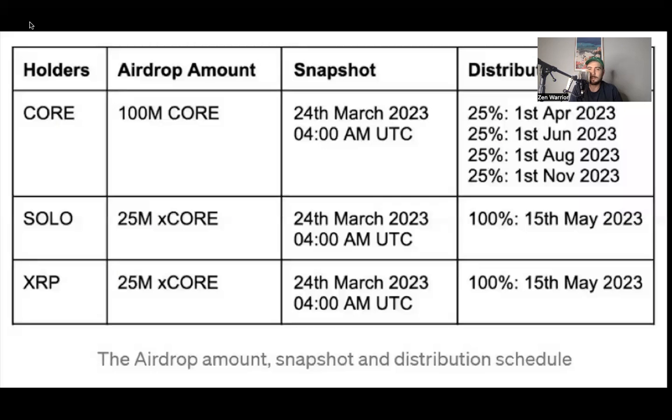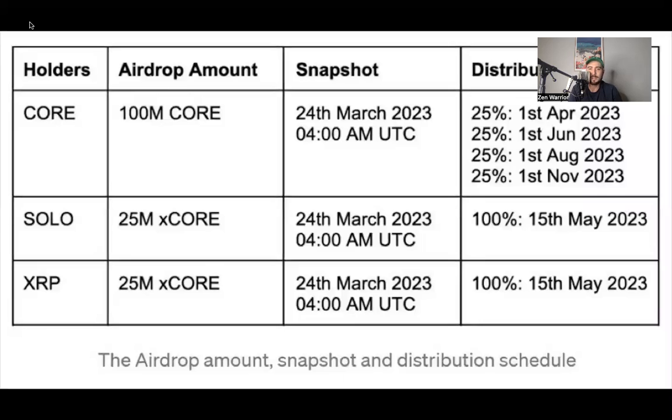There's still been a lot of questions in the comment sections about the airdrop plan. If you have Coreum and you're holding in Ledger, you have your trust line set up, you're good to go. If you're holding on Zum, Sologenic, or a self-custody wallet, I believe you are good to go. There's going to be 100 million Coreum allocated for this airdrop. The snapshot is going to be happening on March 24th, 2023. The distribution schedule is you'll receive 25% the 1st of April, another 25% the 1st of June, another 25% in August, and another 25% the 1st of November.